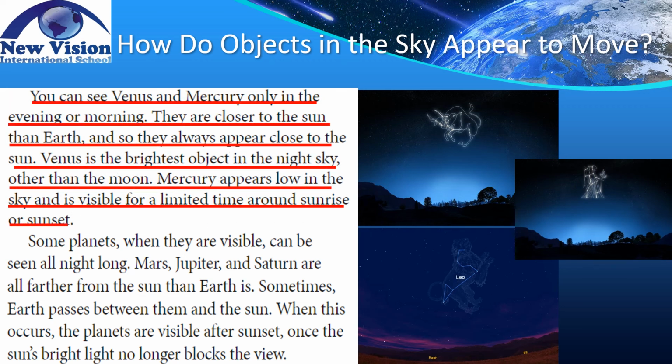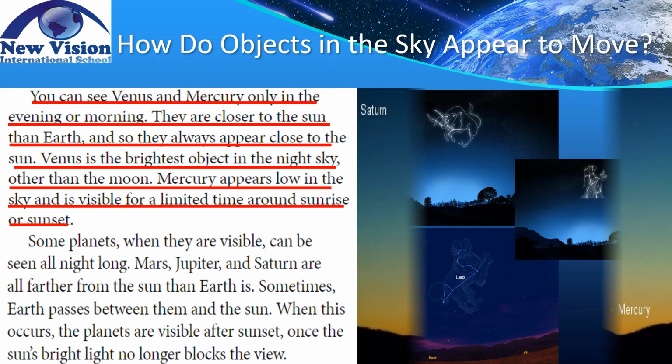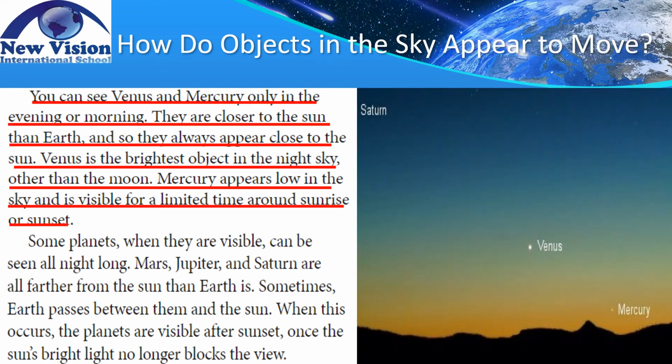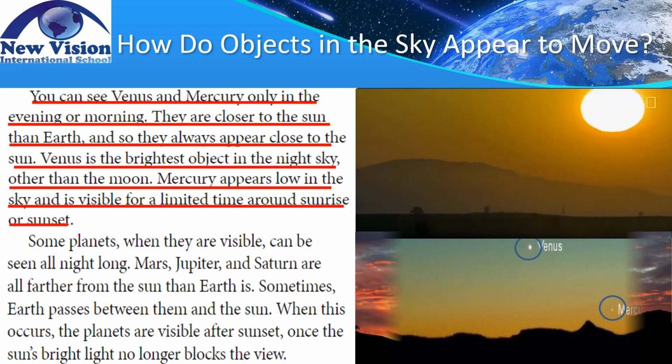You can see Venus and Mercury only in the evening or morning. They are closer to the Sun than Earth, and so they always appear close to the Sun. Venus is the brightest object in the night sky other than the Moon. Mercury appears low in the sky and it is visible for a limited time, around sunrise or sunset.